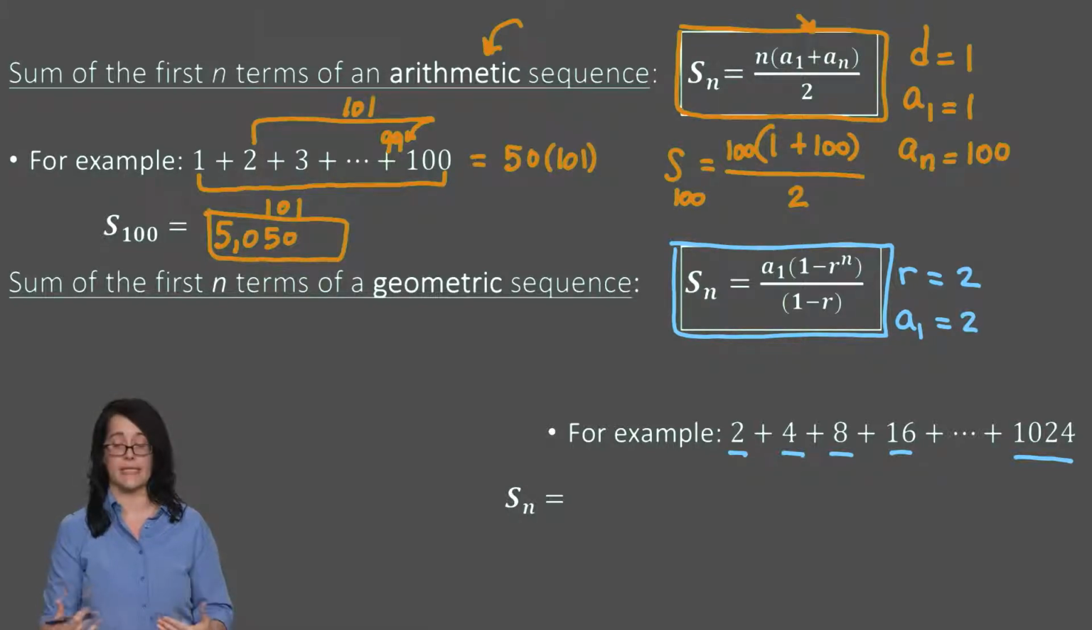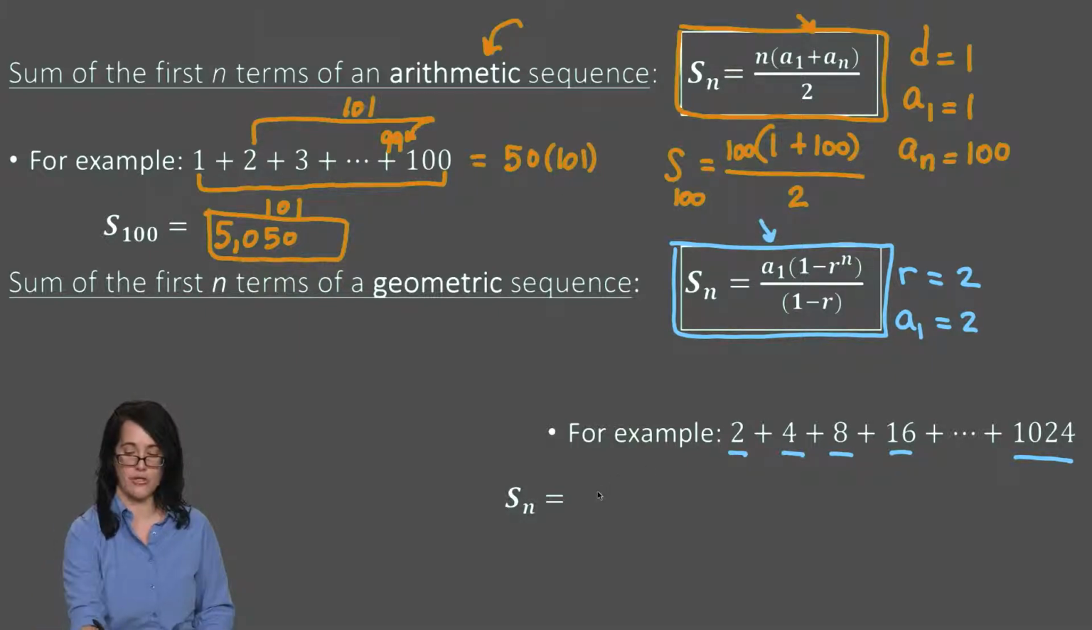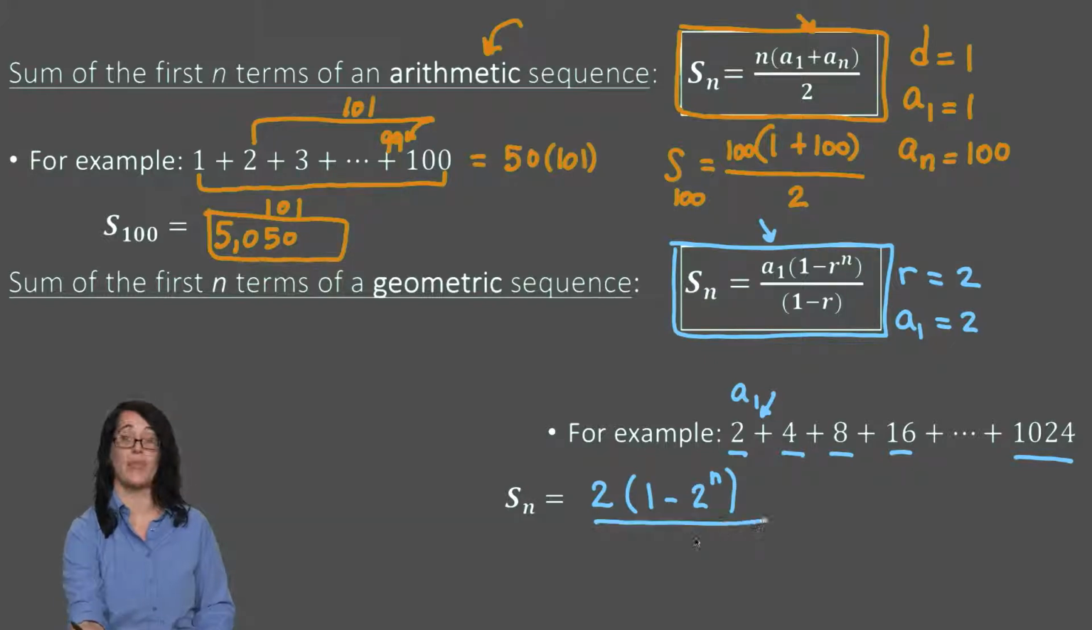What would we need to continue with the formula? Well, we would need the first term, which we now know is 2. We know this is our a sub 1 here, our first term. We need to multiply it by 1 minus r, where r was the common ratio, in this case 2, to the nth power, we're going to talk about that in a moment, all over parentheses 1 minus r, so 1 minus 2 in our case. So the question here is, what is n?